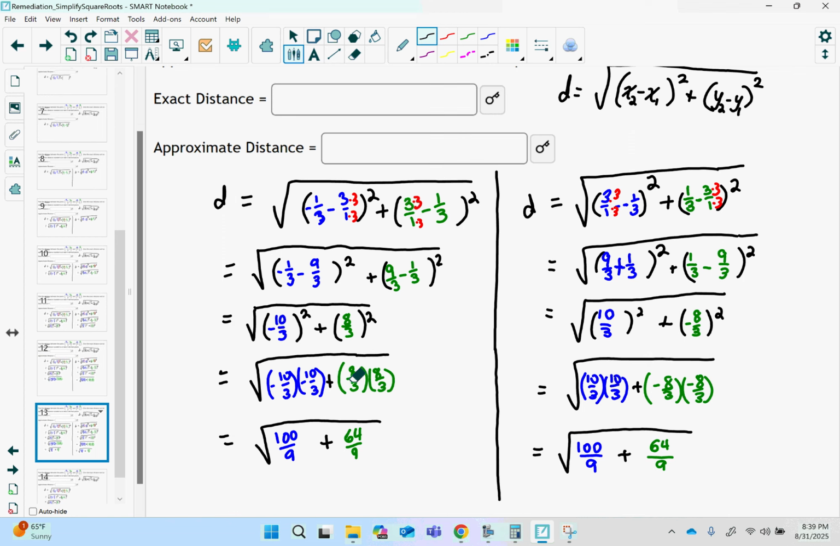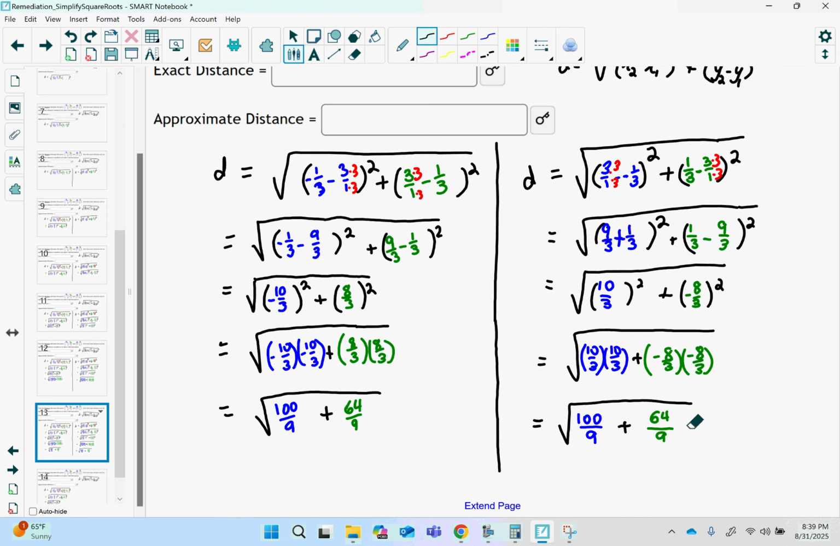And then 8 times 8 is 64, 3 times 3 is 9, so we have positive 64 over 9. Then on the right-hand side, in the other version of the distance formula, we got the same exact thing happening, because the two positive 10/3 multiplied together gave us 100/9, and the negative 8/3 times negative 8/3 became positive 64/9. So what we have in this step is a result that is identical. These two versions are now looking the same in every way. So from here on out, I'm just going to write one side of this.